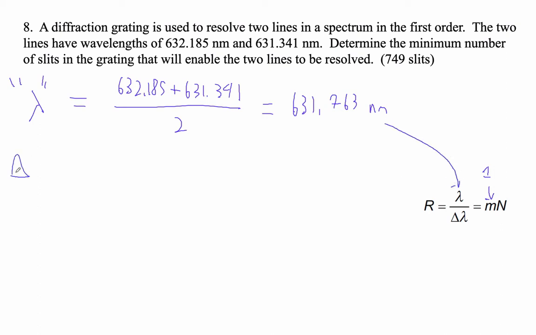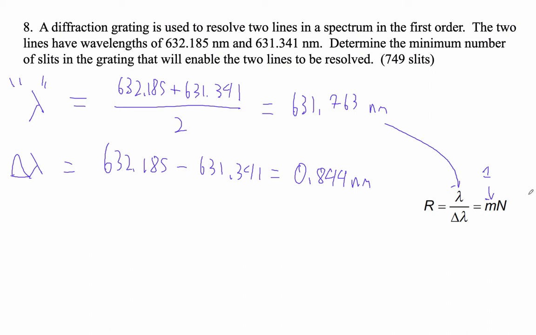And then our difference in wavelength is going to be 632.185. I'm way too lazy to type all those numbers in again, so I'm just regurgitating them. I'm going to replace it with a minus sign. So the difference in wavelength is 0.844 nanometers. Determine the number of slits.